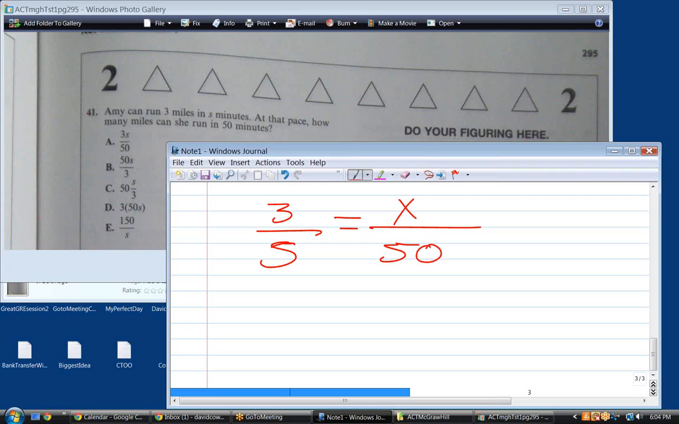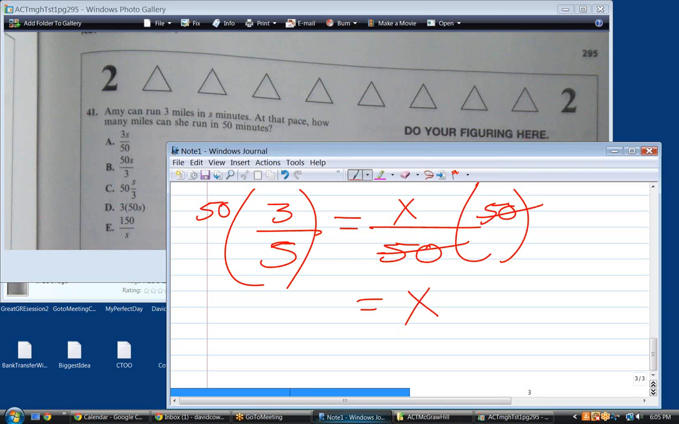When I multiply the left side by 50, I'm multiplying the numerator. When I multiply the right side by 50, the 50s cancel. That's the reason I multiply by 50, so that I would be left with x. Now what do I have on the left? You have 150 over 5.